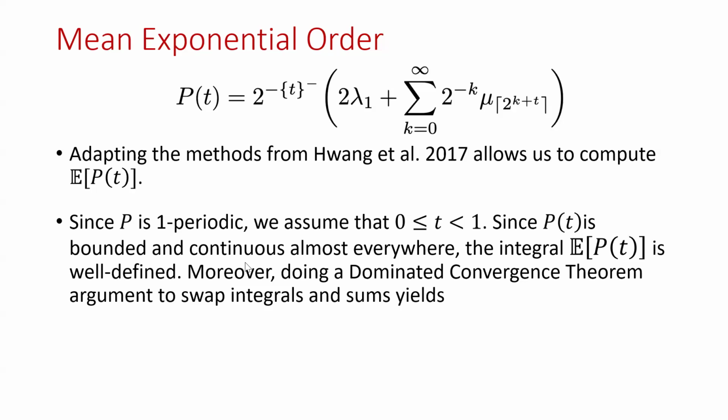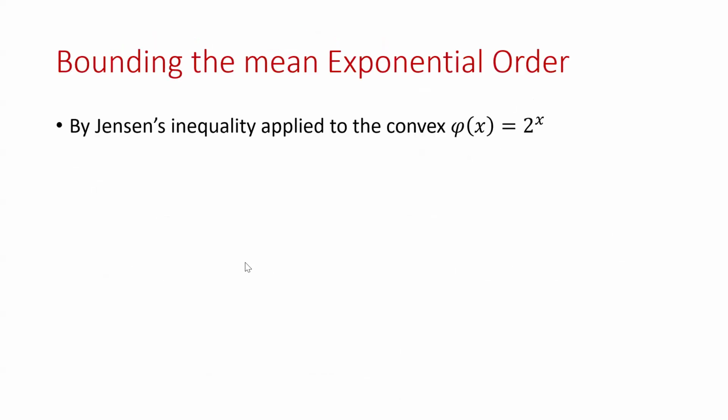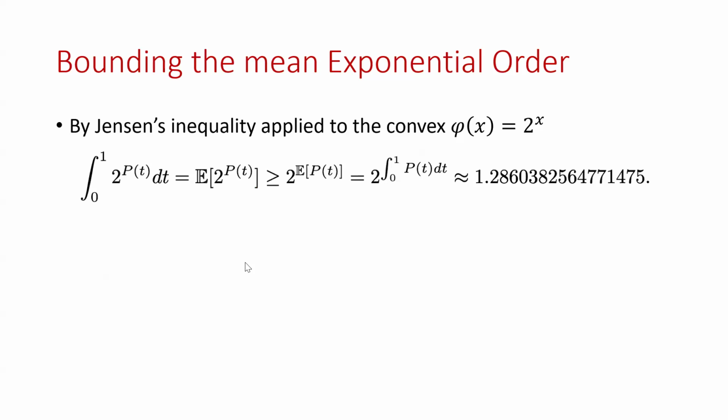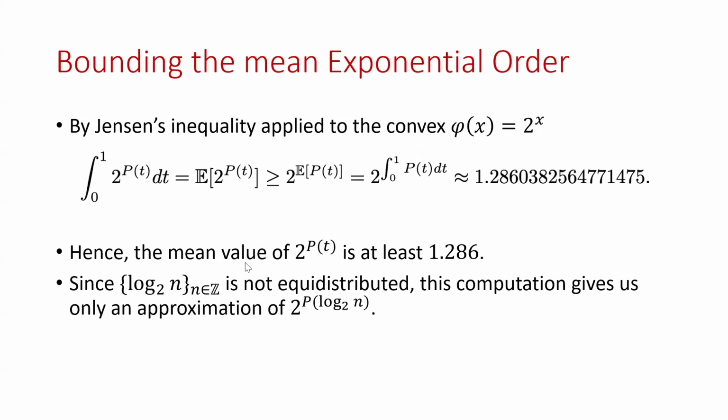And then if you do the swap and run the computations, you get that this is the integral of P of T, an infinite series involving mu of n. And if you recall, P of T we don't really care about. We care about 2 to the P of T. So we'll just use Jensen's inequality to get a lower bound on 2 to the P of T. And so we can say that the mean value is at least 1.286. But an important caveat here is that what we're actually studying is 2 to the P of log 2 of n, and this is not equidistributed. So this is only an approximation, purely an approximation.